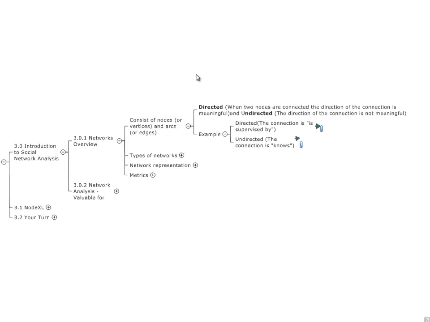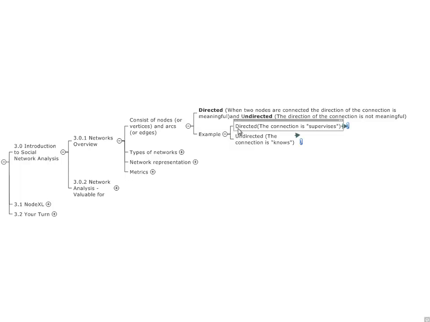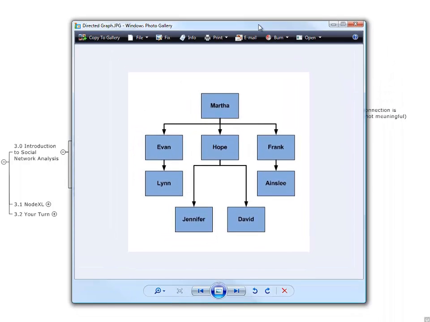When you're considering networks, you typically partition them into 2 major kinds. One is called directed, where the direction of the connection is meaningful for some reason, and undirected, where the direction of the connection is not meaningful. Looking at a couple of examples, we have a directed network where the connection is defined just by the word supervises. In the diagram, you'll see that Martha supervises Hope, Martha supervises Evans, and so forth. It's directed, with the end of the arrow pointing in the direction of the connection.